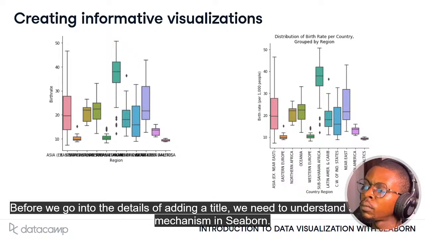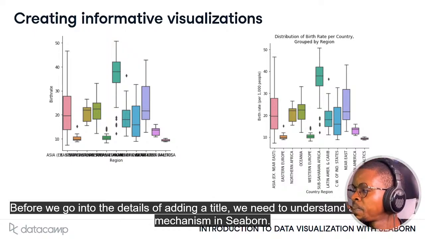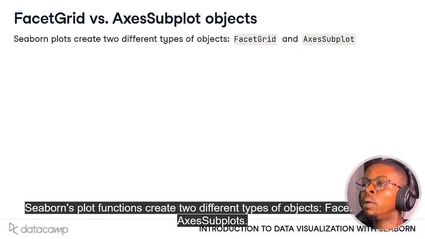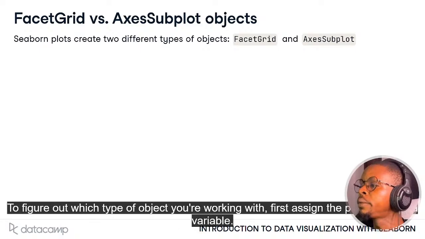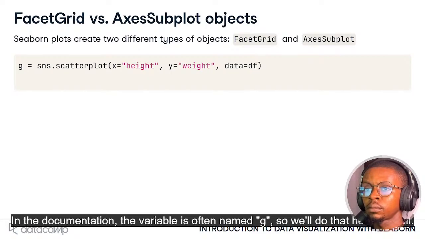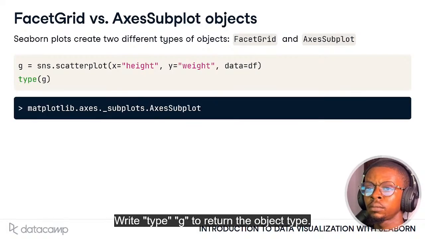Before we go into the details of adding a title, we need to understand an underlying mechanism in Seaborn. Seaborn's plot functions create two different types of objects: facet grids and axes subplots. To figure out which type of object you're working with, first assign the plot output to a variable. In the documentation, the variable is often named g, so we'll do that here as well. Write type(g) to return the object type. This scatterplot is an axes subplot.